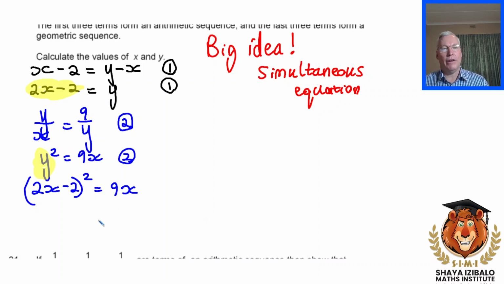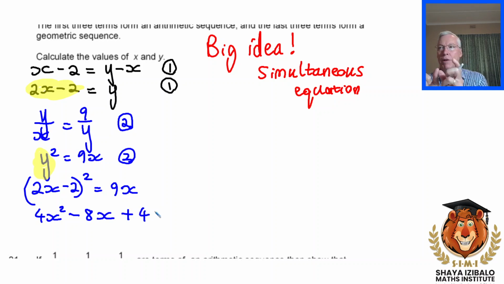This is a quadratic equation. We need to square it out properly. Don't make the mistake of just squaring that and squaring that. Remember the pattern. We square that, then we multiply these two things together. We get negative 4x, and we must also multiply by 2, so negative 8x. Then we're going to add 4, which is negative 2 times negative 2.